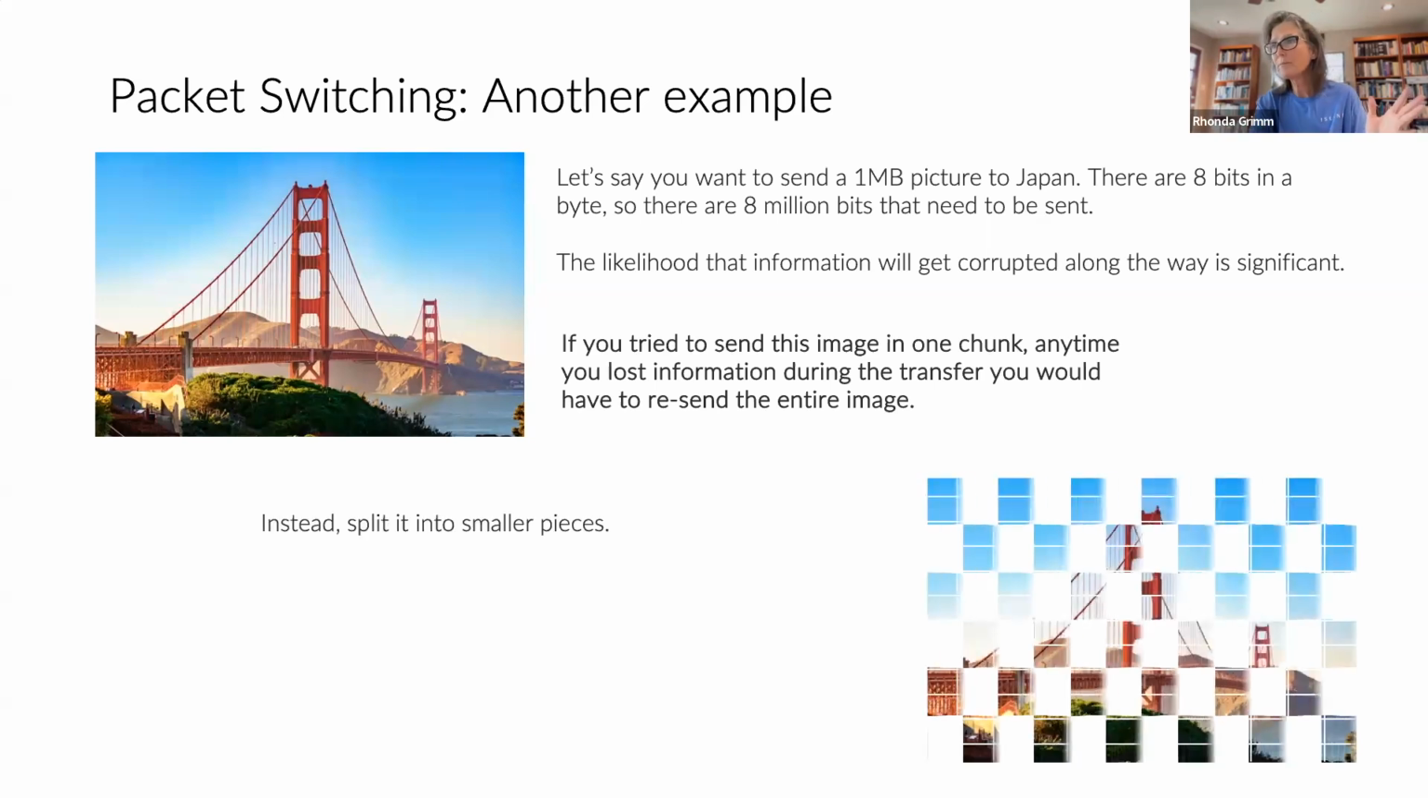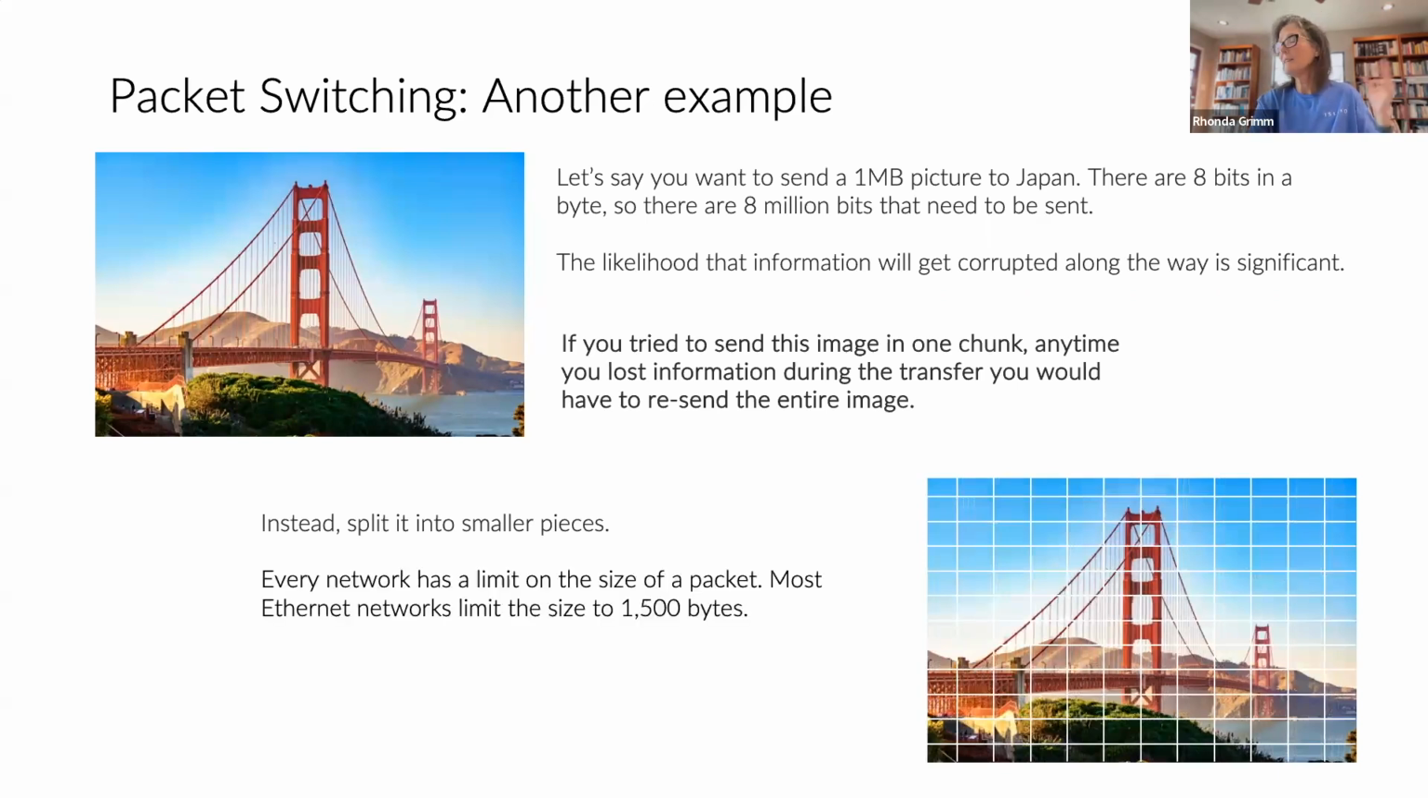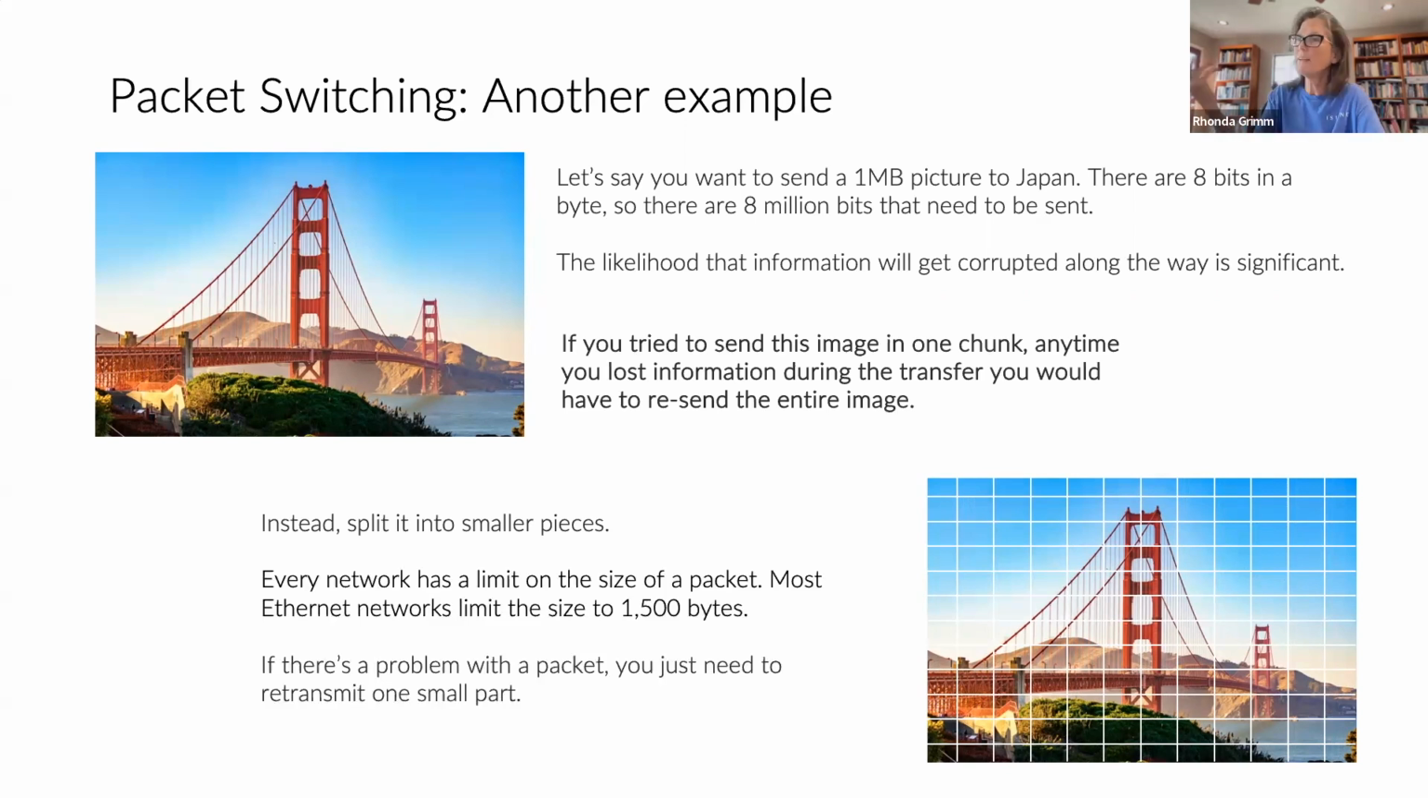So that's no good. Instead, cut it up into little bitty pieces. The biggest Ethernet packet is basically 1,500 bytes. As it's reassembling at the other end, it says, hey, I'm missing packet number such and such. Then all you need to do is go back and request that, and it'll retransmit just that one small part.